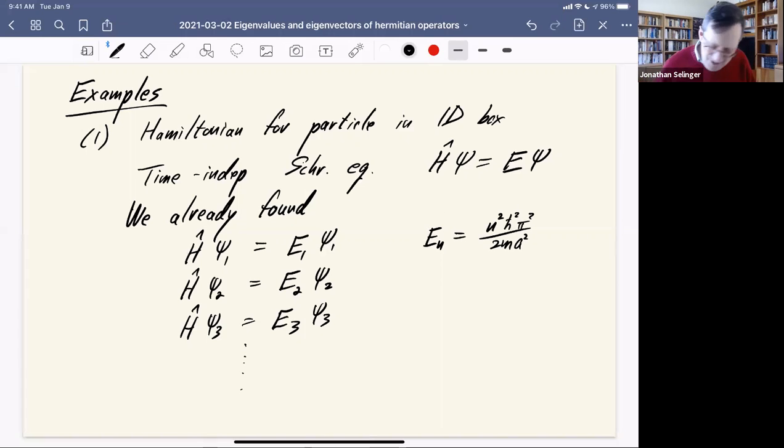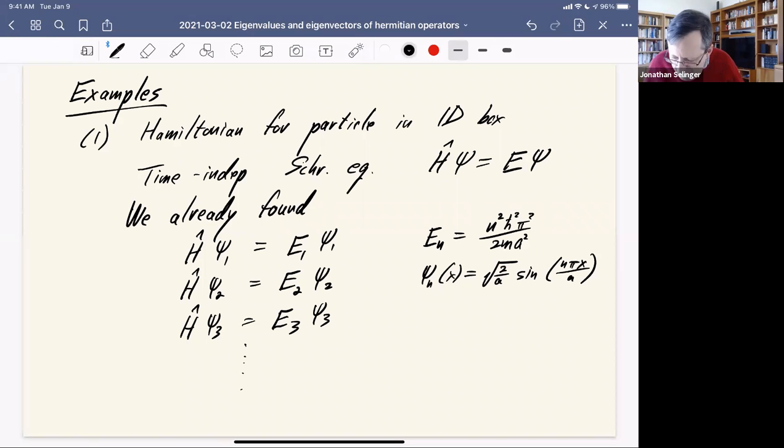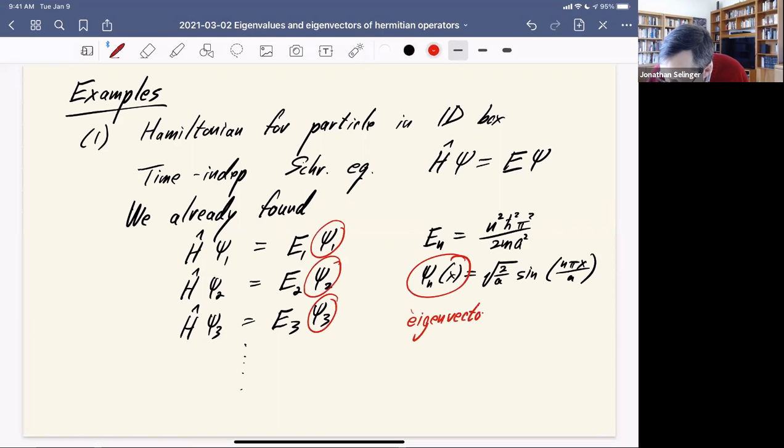We found the wave functions, which are that psi n of x is equal to the square root of 2 over a sine n pi x over a. Like that. Okay, so this means we solved an eigenvalue problem and we didn't even know it. So that means these things, the psis, psi 1, psi 2, psi 3, etc., these are the eigenvectors or eigenfunctions or eigenstates of the Hamiltonian, right, of H.